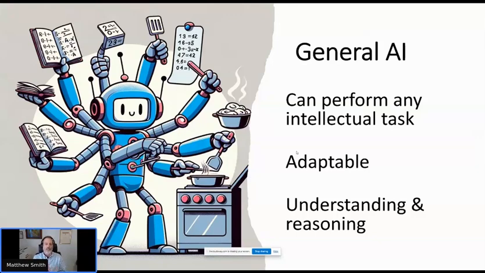And underlying this is an ability to understand and to reason. Now, I should note, this is theoretical. This doesn't exist. There's huge debates about when this is going to exist, but this is not where we are right now in the state of AI.